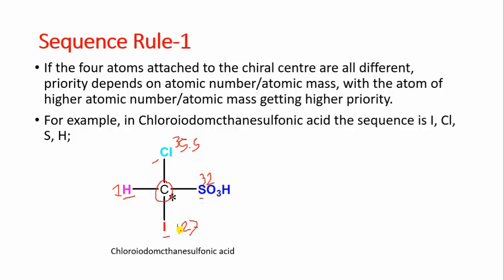So as per priority, 127 is the highest among these 4 atoms, so it has the highest priority, number 1, then 35.5 second, then 32 third, and 1 is the least, so it is the 4th. So the sequence will be: highest iodine, then Cl, then SO3H, then hydrogen.